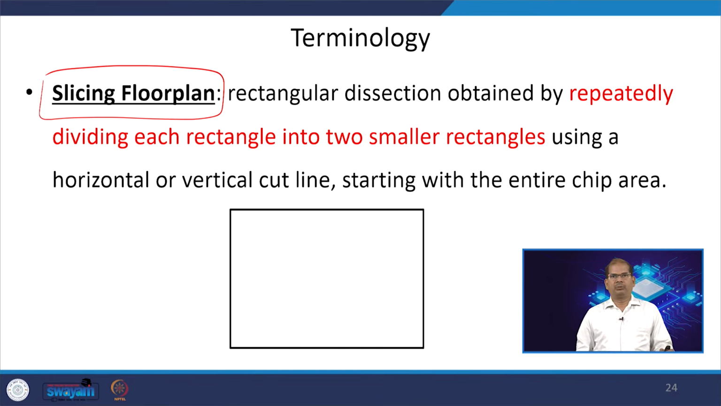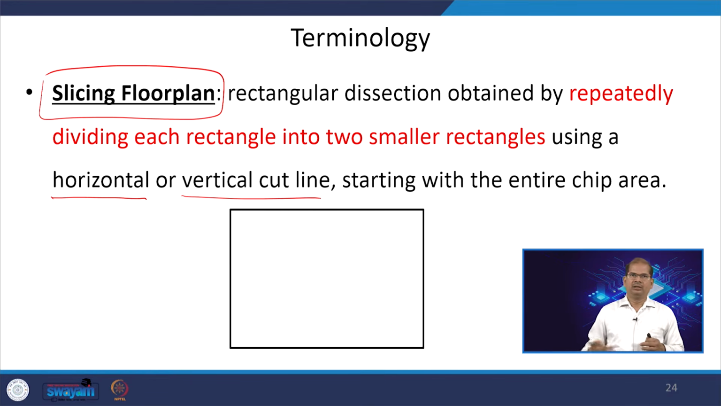What is a slicing floor plan? We repeatedly divide each rectangle into two smaller rectangles using two kinds of lines, one called the horizontal cut line and the other called the vertical cut line, starting with the entire chip area. We bisect the total chip area into two parts to make them smaller, and each of the small sub-areas is again divided vertically or horizontally using the horizontal or vertical cut lines.